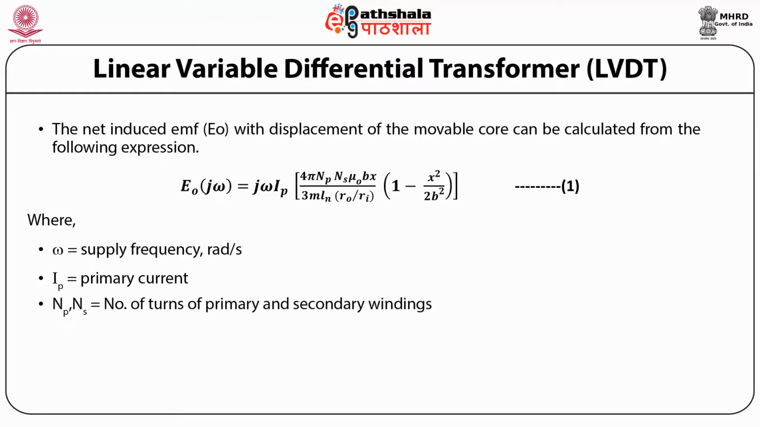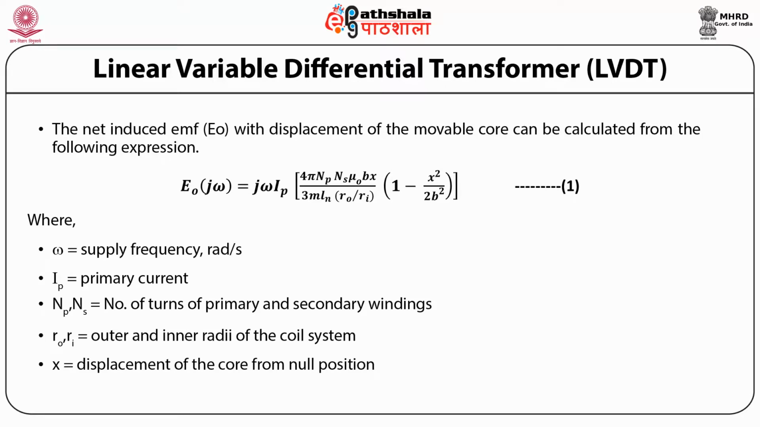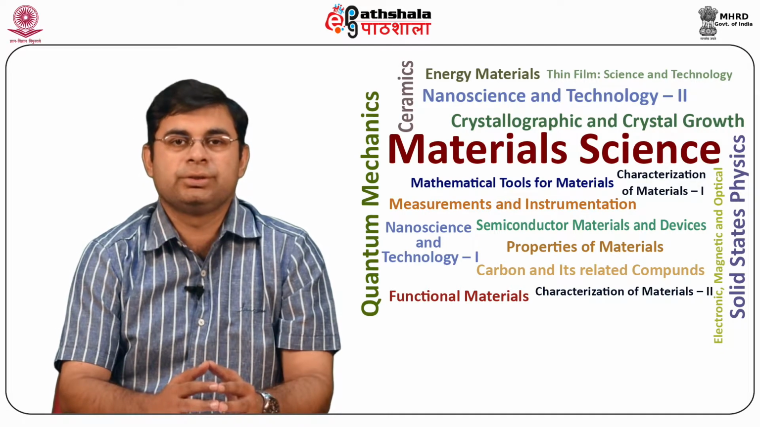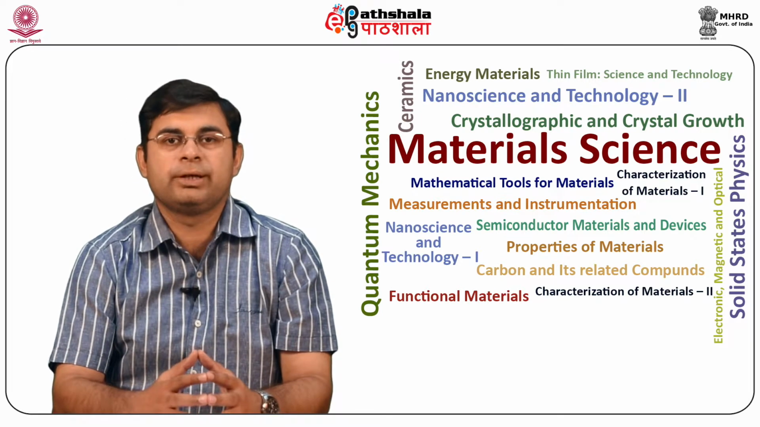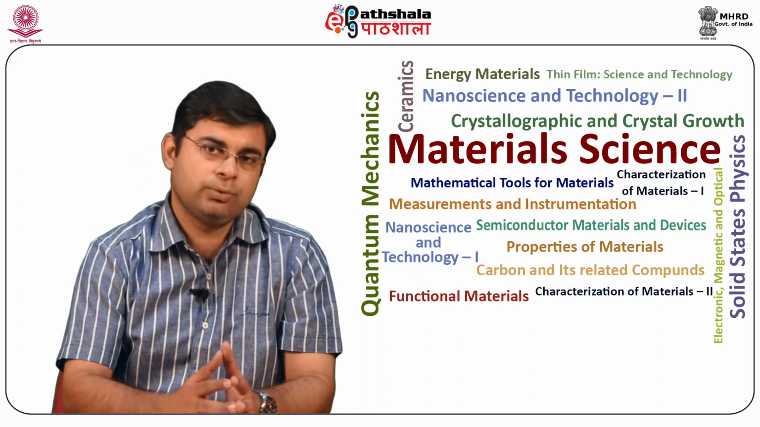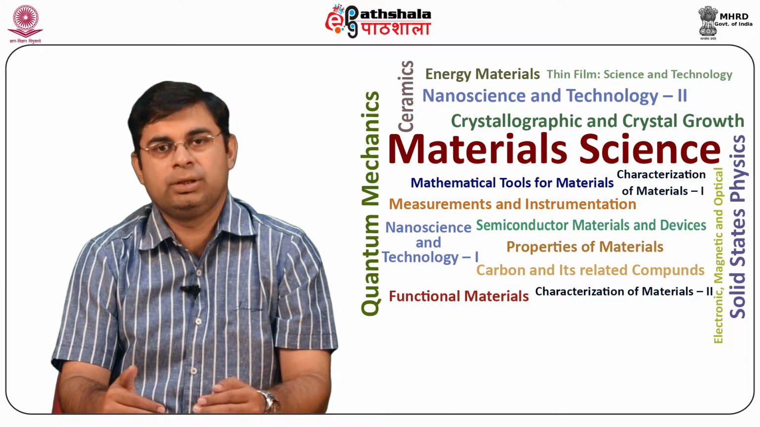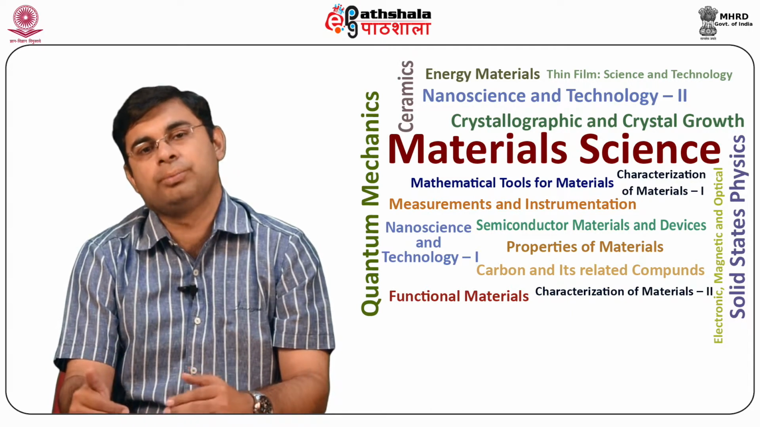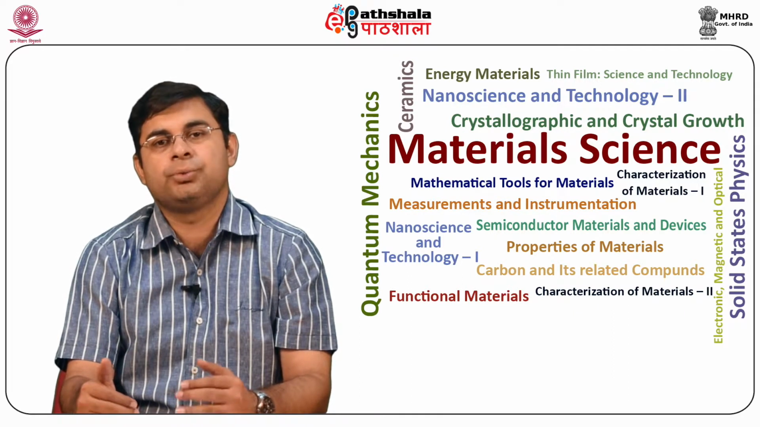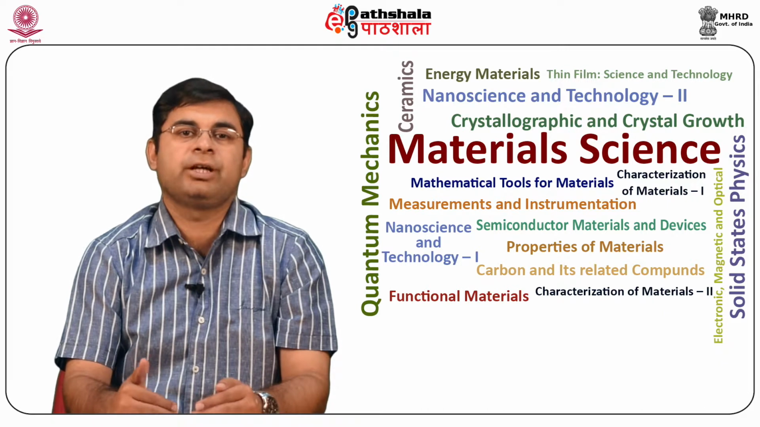NP and NS are the number of turns of the primary and the secondary windings. R0 and Ri are the outer and inner radii of the coil system. X is the displacement of the core from the null position. μ0 is the absolute permeability of free space, that is 4π × 10^-7 H/m. At the null position, the output voltage is not zero. Some residual voltage exists at the output terminal, but it is less than 1% of the maximum value of the output in the linear range. In commercially available transformers, displacement from the null position varies from plus minus 0.01 mm to plus minus 25 mm.